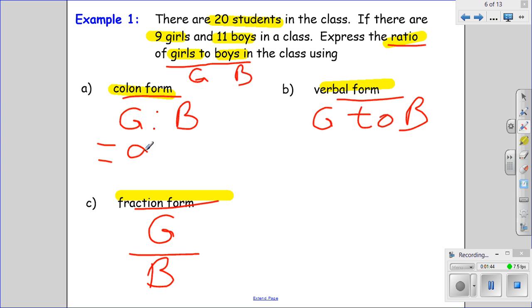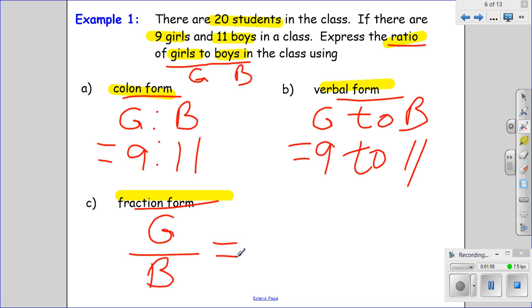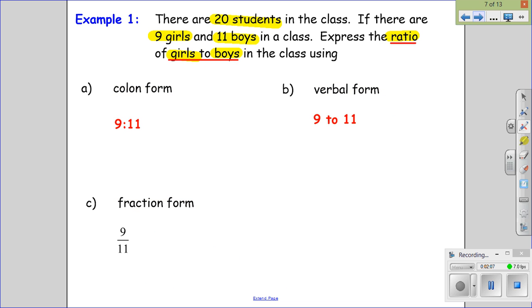There are 9 girls, so I put a 9 before the colon, and 11 boys, so an 11 after. 9 before the word "to" for girls, 11 after for the boys, 9 in the numerator for the girls, 11 in the denominator for the boys. Girls always came first because the ratio was girls to boys. And again, when you go to copy the note, it's written a lot neater, or you can pause the video here and copy from here if that's what you're doing.